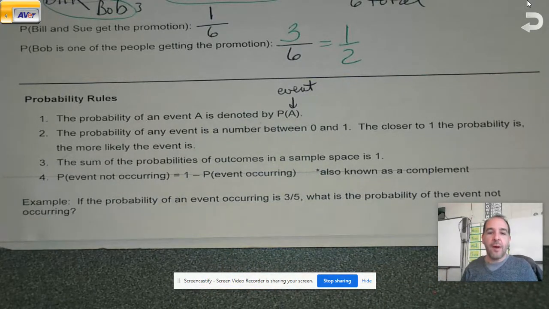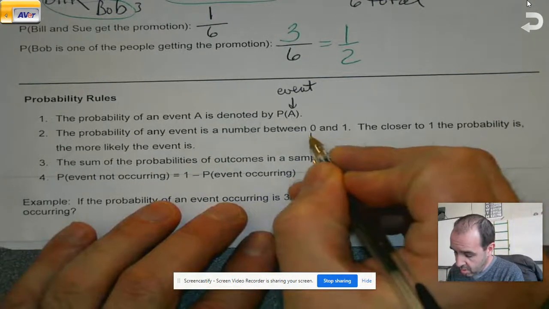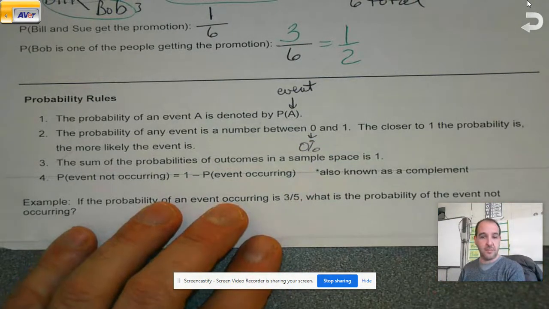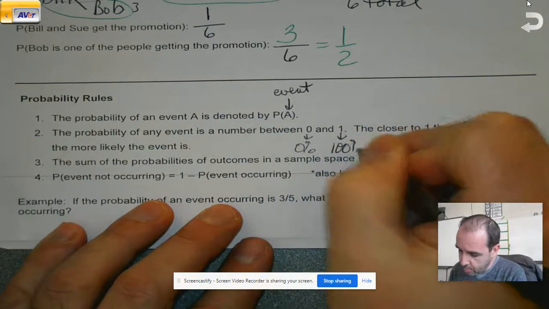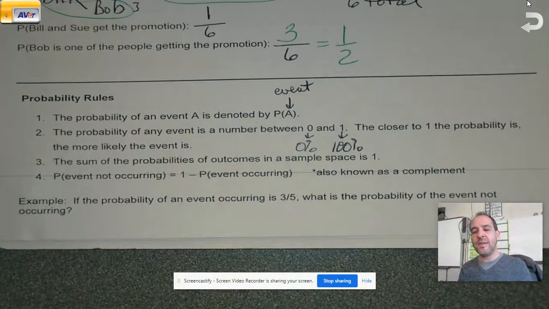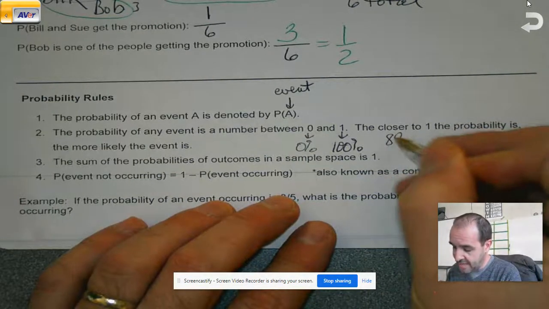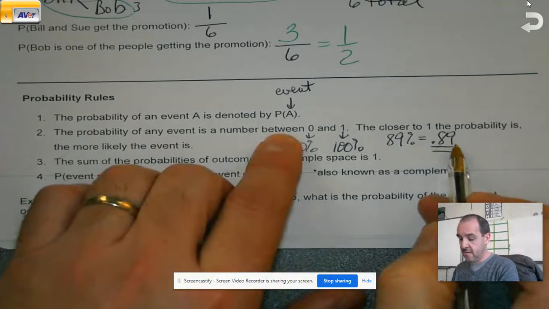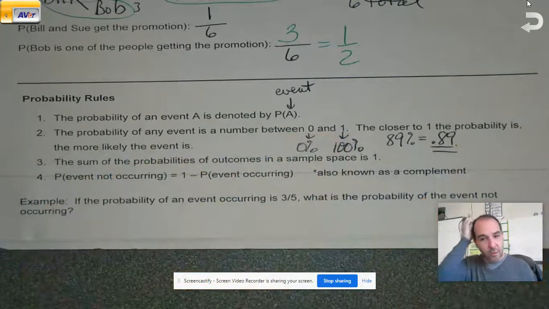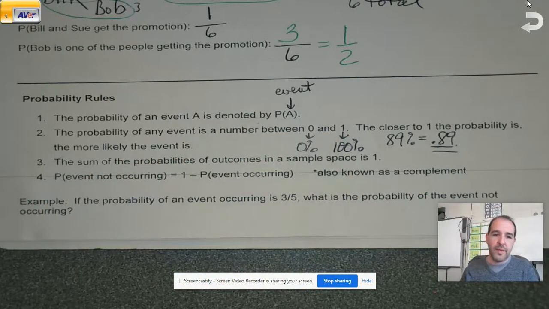whatever it is. The probability of any event is a number between 0 and 1. The closer to 1 the probability is, the more likely the event is. 0 represents a 0% chance. We saw a couple of those up above. 1 would represent a 100% chance. And so every decimal in the middle would represent that percentage. So if I said the probability of something happening was 89%, that would be represented as 0.89, okay? Because again, it's always going to be somewhere in between 0 and 1 when we're talking about probability.